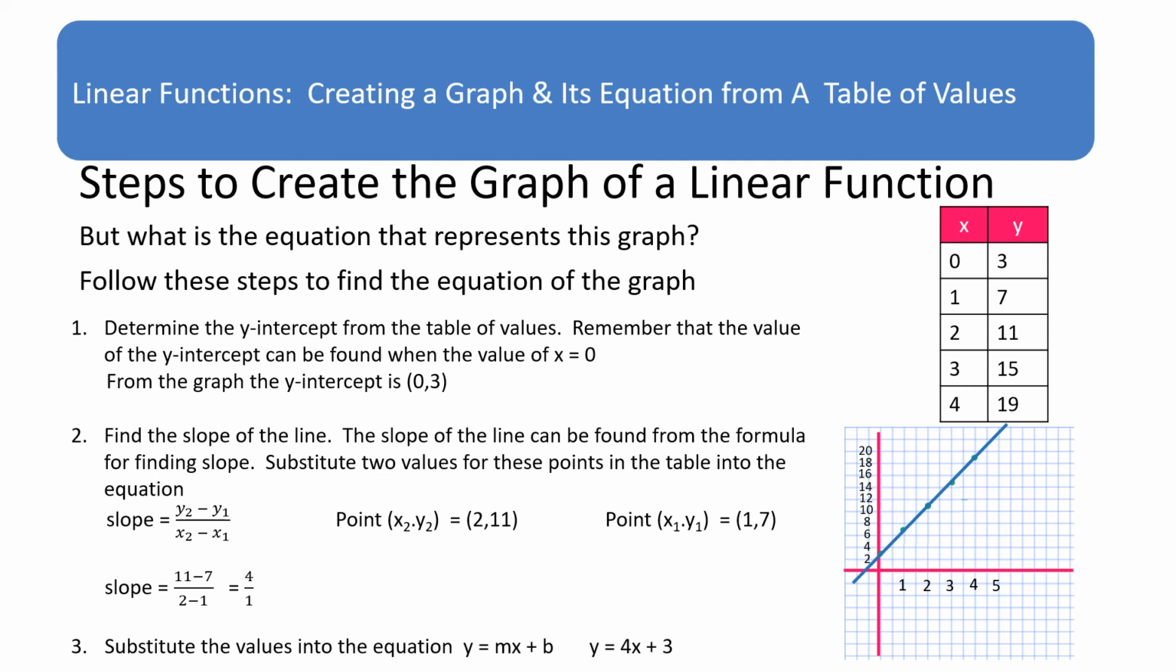Substitute the two values that we found, the y-intercept for b and the slope for m, and we will get the equation of the line. y equals 4x plus 3.